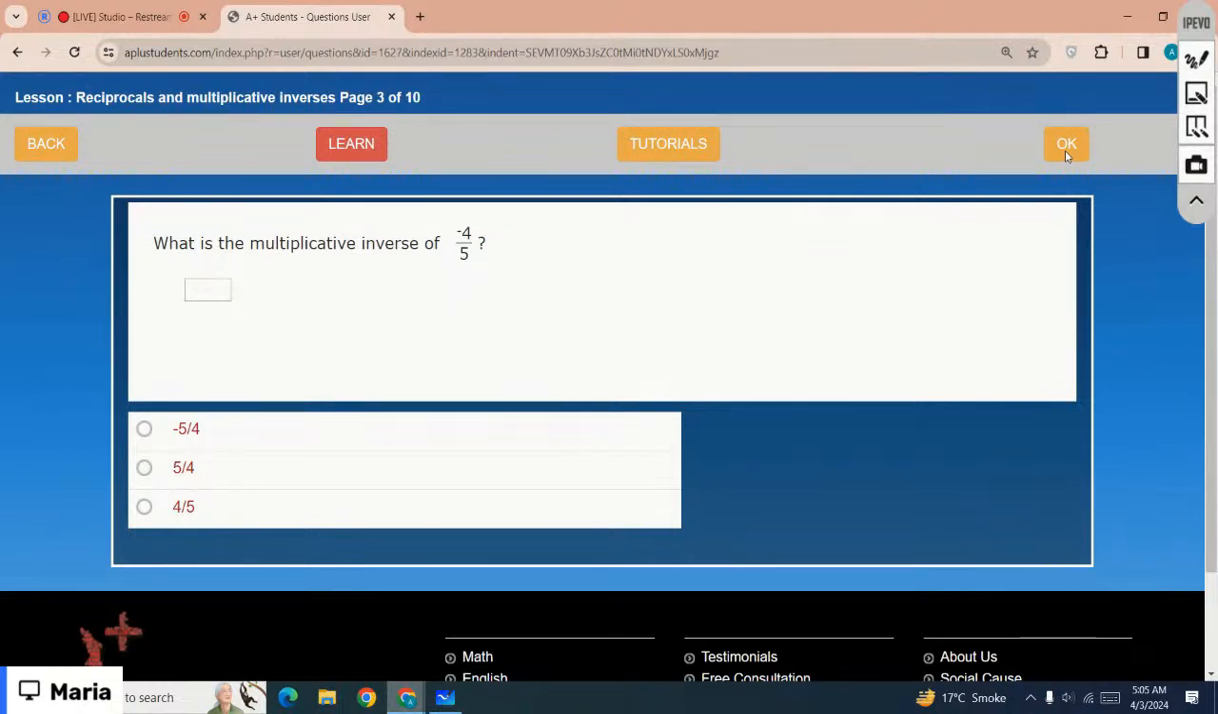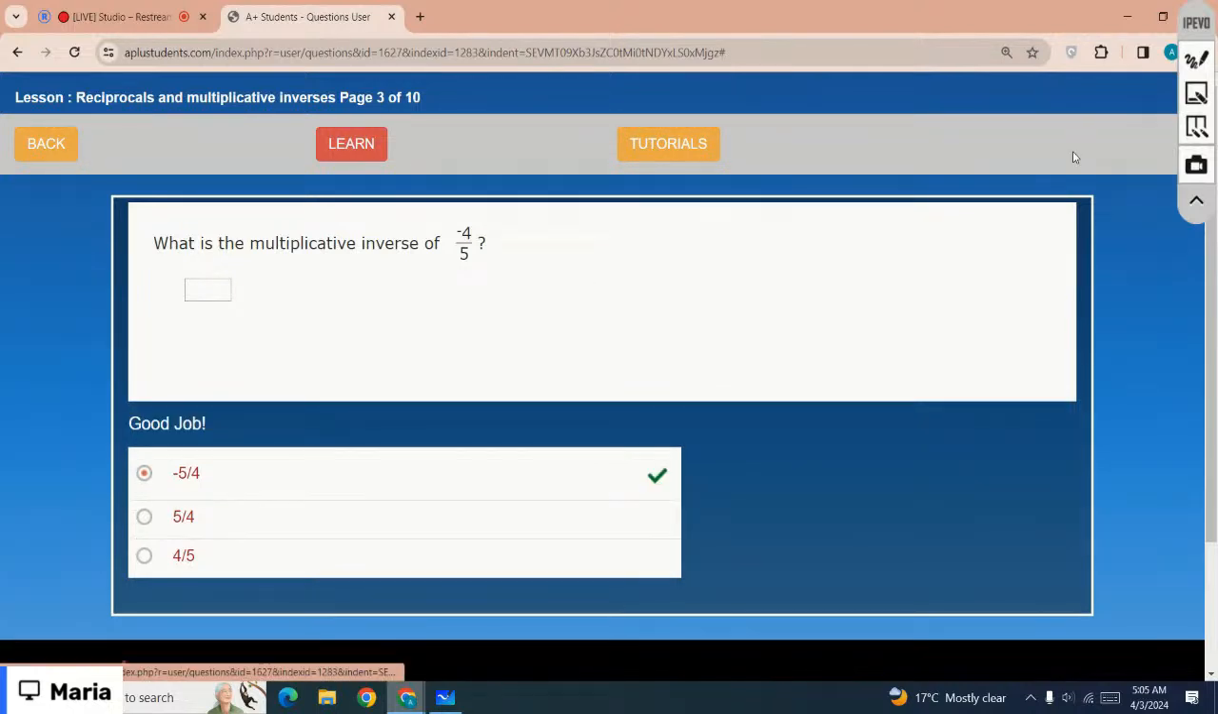What is the multiplicative inverse of negative 4 over 5? You have to keep the sign the same, just switch numerator and denominator, right? So the correct option is negative 5 over 4. Option number 1 is the correct option.